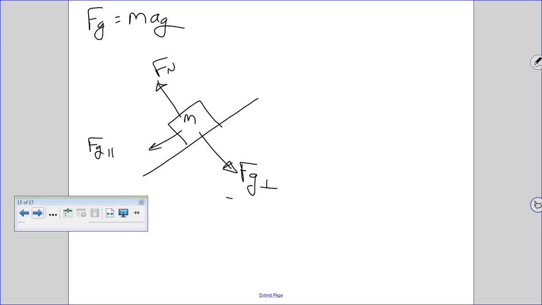So that means that this guy is going to be Fg times, which one did we say perpendicular was? Sine, right? So this is m ag sine of theta. And this one over here is going to be m ag cosine of theta.